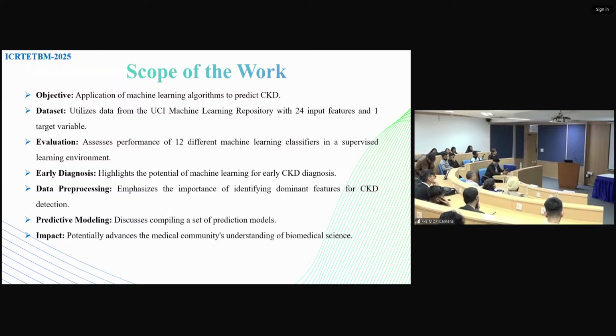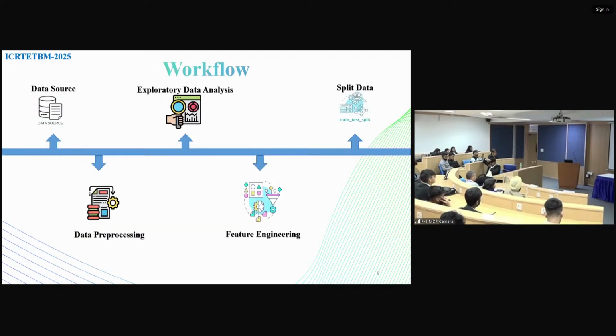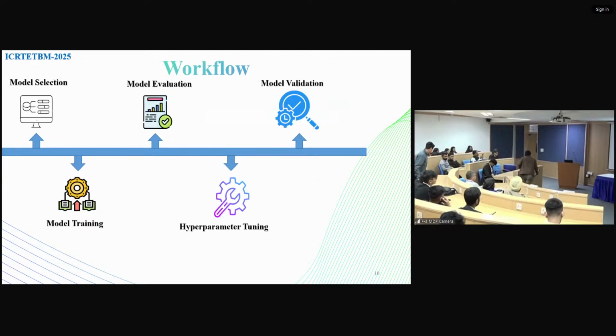Our scope of the work is to find the best predicting model. We have used 12 different machine learning classifiers, including AdaBoost, XGBoost, and others like SVM, KNN. Our workflow contains the data source, data pre-processing, exploratory data analysis, feature engineering, splitting the data, model selection, model training, model evaluation, hyperparameter tuning, and model validation.